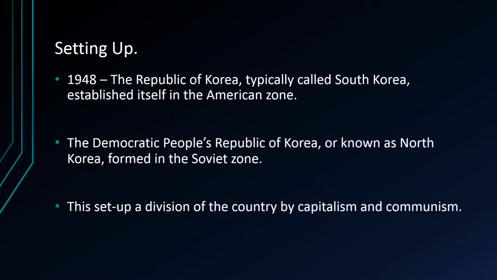So in 1948, the Republic of Korea, which is typically called South Korea, established itself in the American zone. Now, the Democratic People's Republic of Korea, known as North Korea, formed in the Soviet zone. So again, we have that northern part, which is North Korea, and that southern part, which is South Korea. North Korea was considered part of the Soviets, and South Korea was considered part of the Americans. So this sets up the division of the country by capitalism and communism.